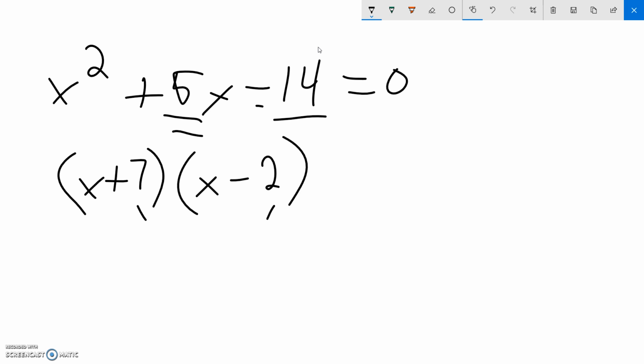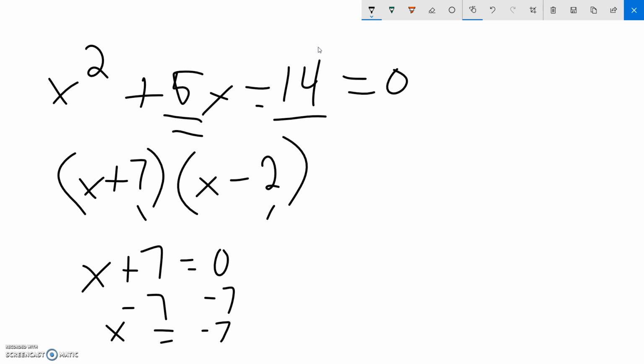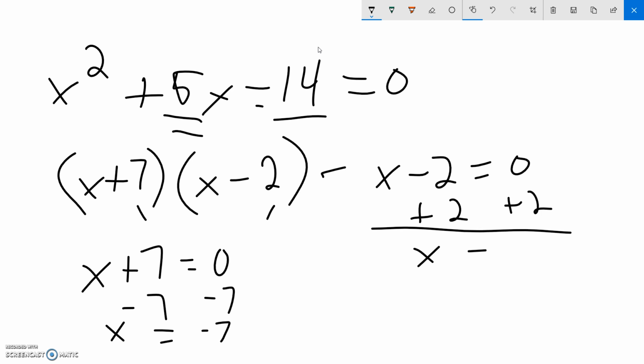So what we can do now is use our zero factor property. x plus 7 equals 0. What we would do is subtract 7, and that would leave us with x equals negative 7. And on this side here, x minus 2 equals 0. We would add 2 on both sides, and that would leave us x equals 2.